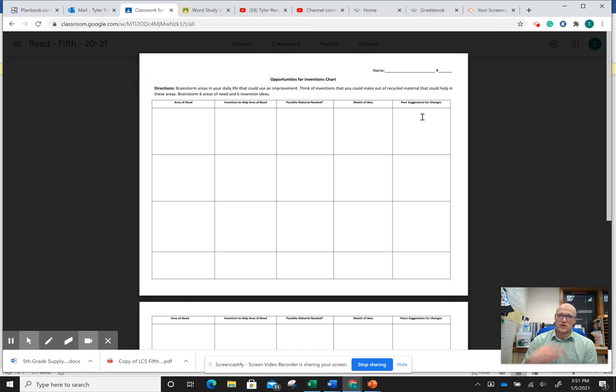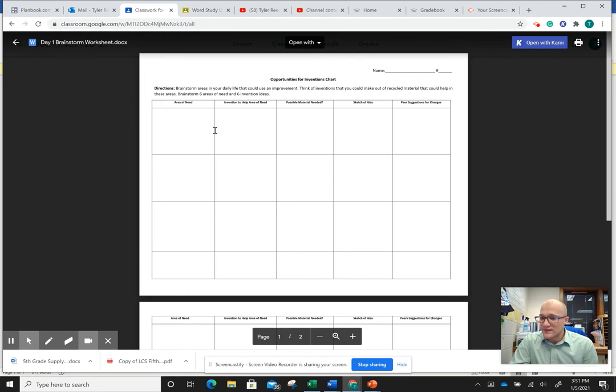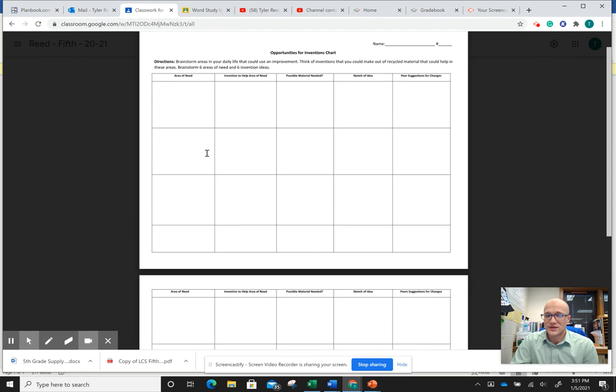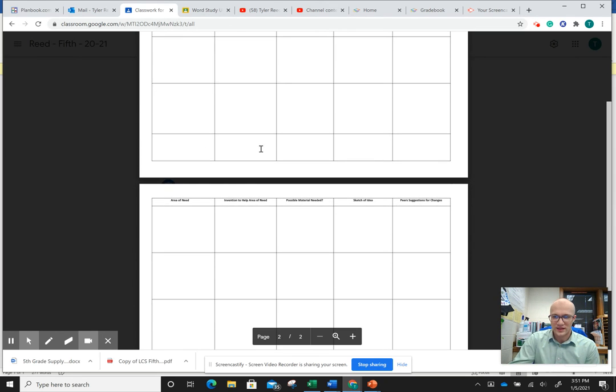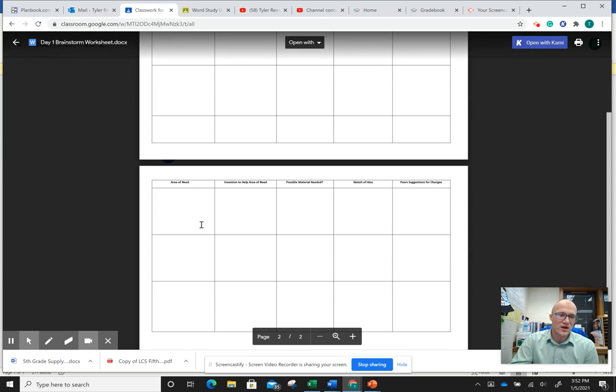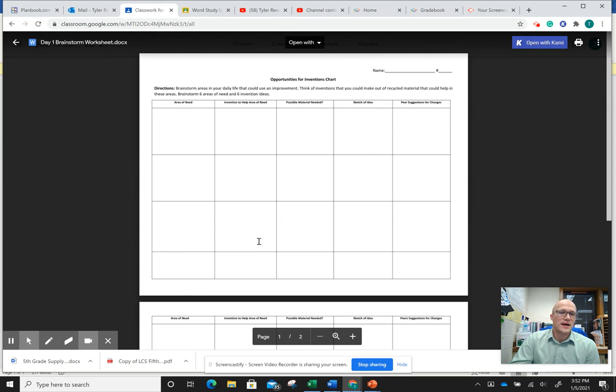It's something that we can only do in class for this week. Then you're going to repeat that process six times. So there are six full boxes. There's one little half box that was on there by mistake. So you can just skip over that one and you can fill out all of the full boxes with your invention ideas.